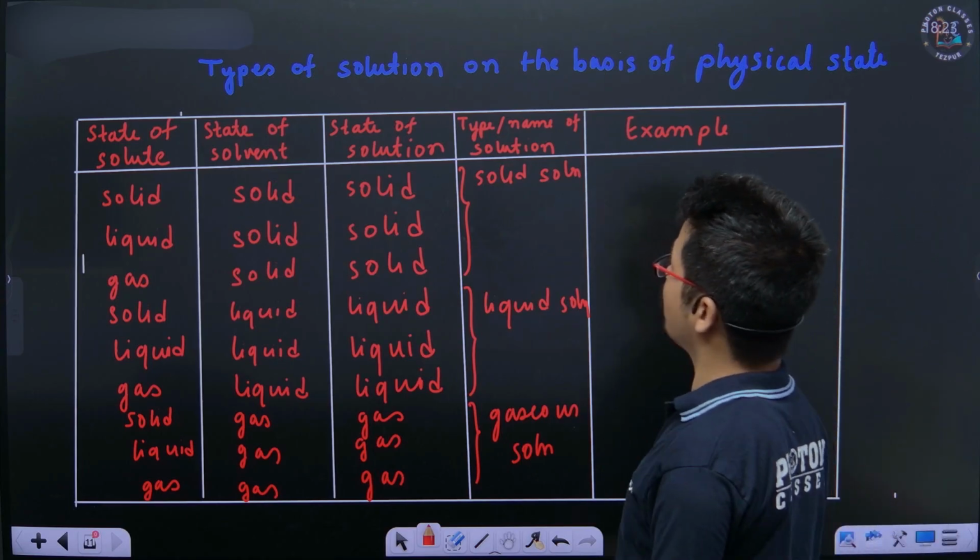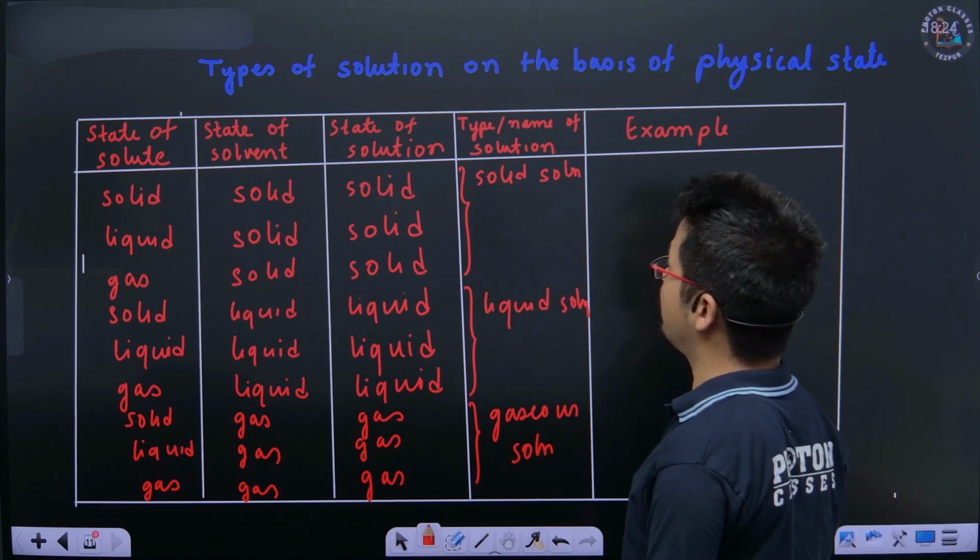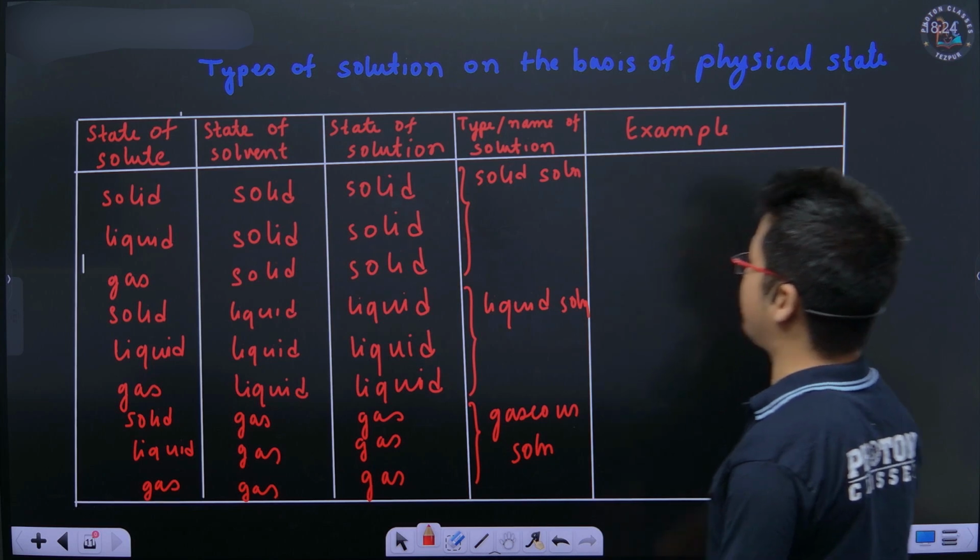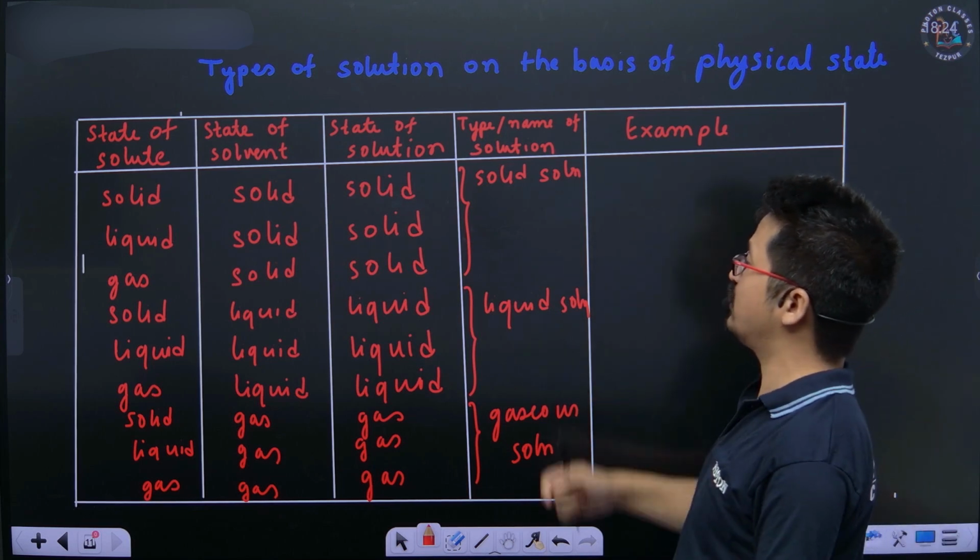Okay, fine. Now let us discuss the example of a solid in solid type solution. That means the solute will be in solid state and so is the solvent.